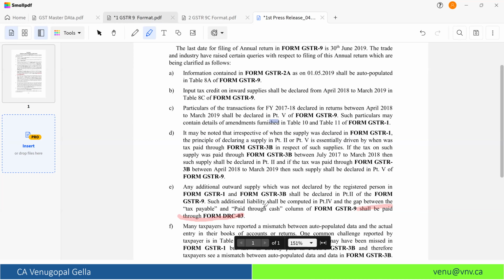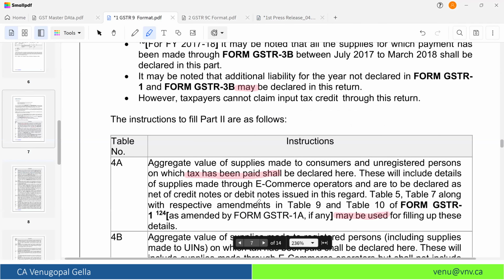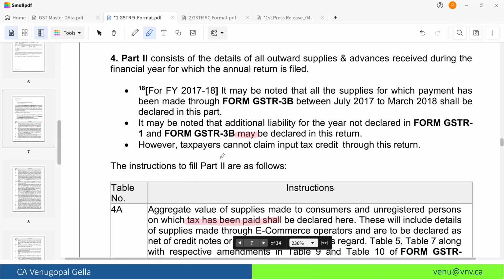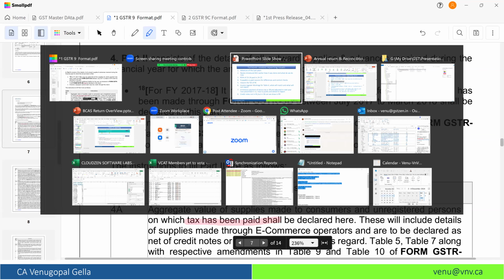While filing R9, we are violating one or the other instruction. Everyone has to violate, only then we will be fitting it. Yes, more of an art than a science. Yes, absolutely. Regarding this, Venu sir.